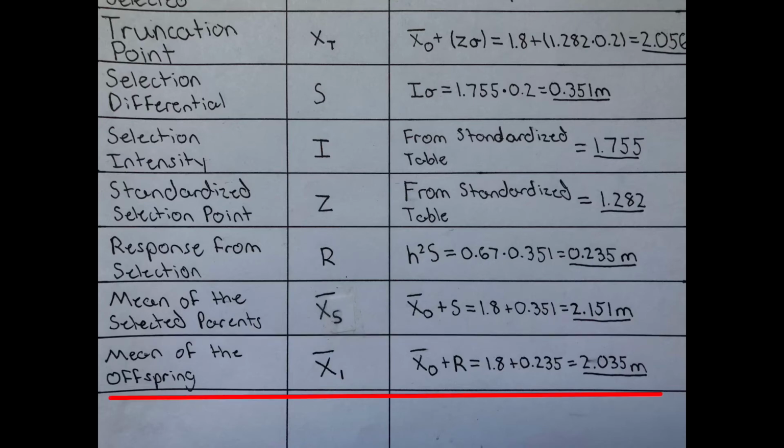Lastly, by adding the response from selection to the mean neck length of the original population, I can determine the expected average neck length of the offspring produced by my selective breeding.